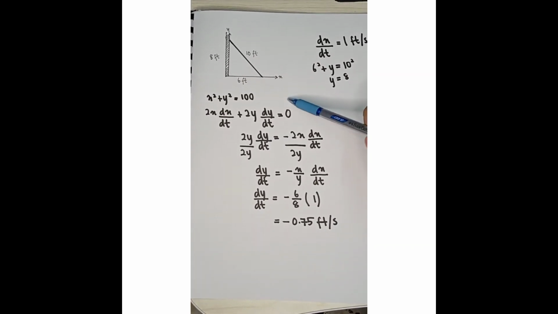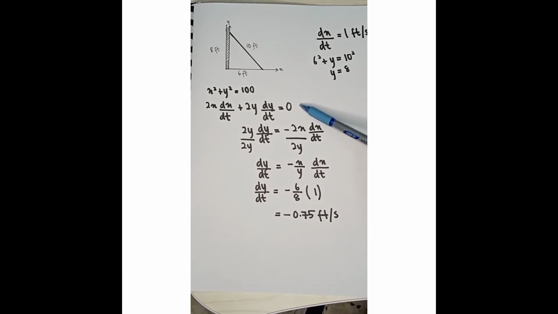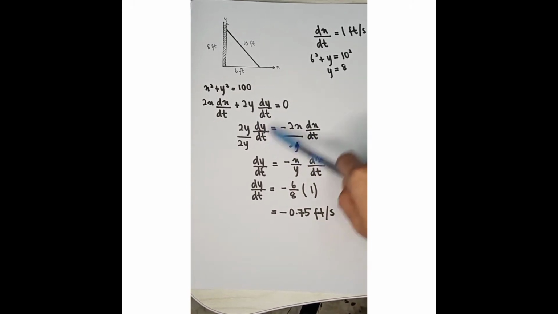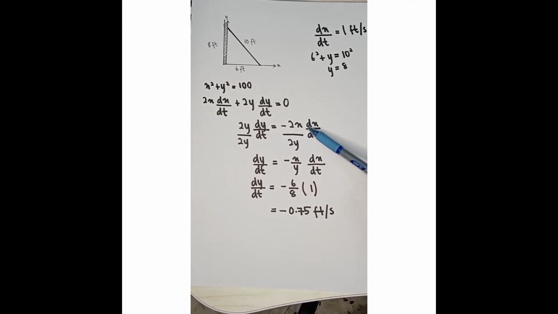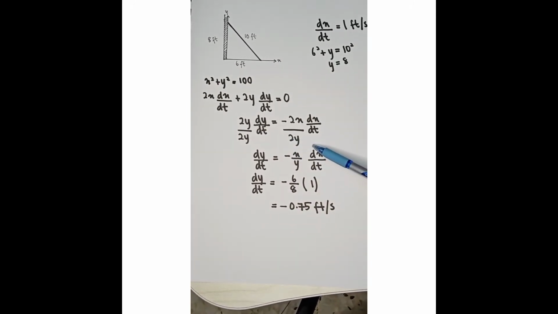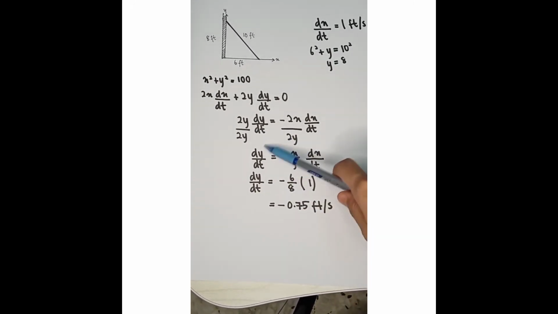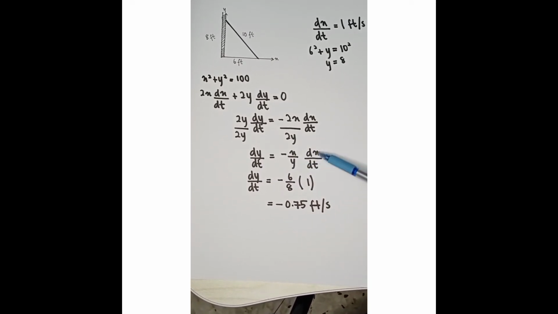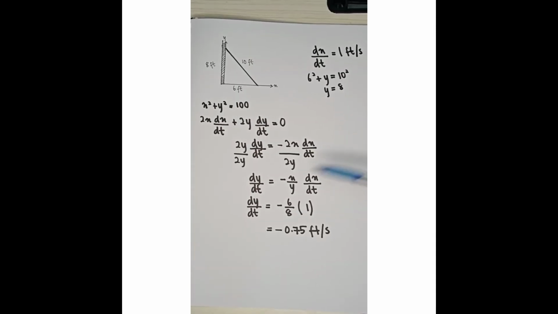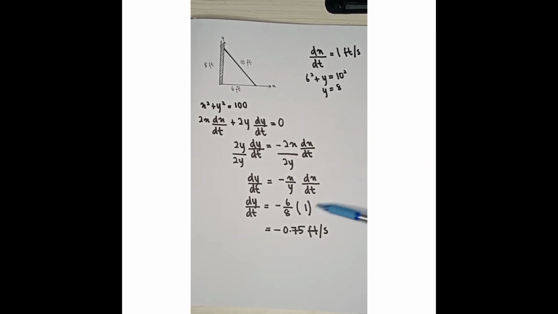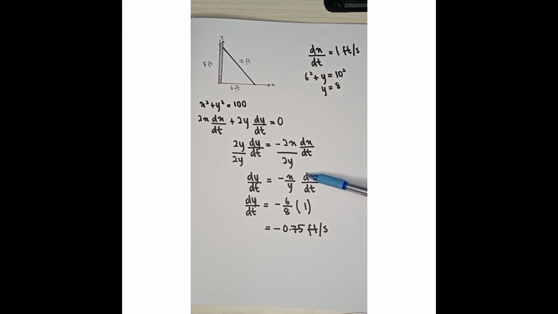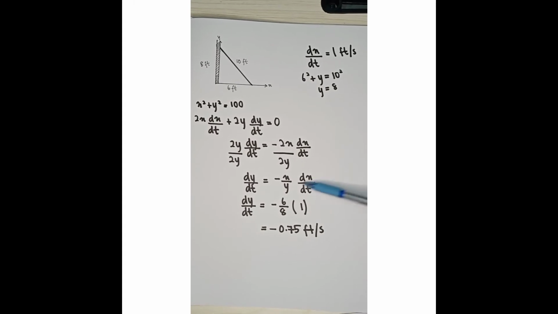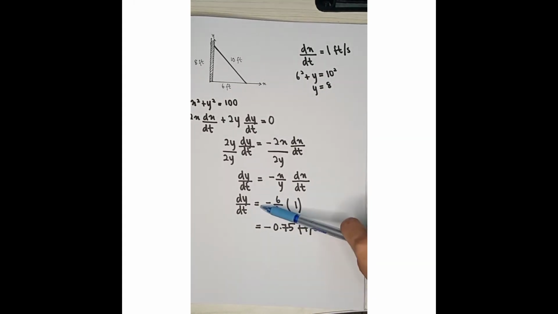Then, to solve this, we will take the term with the x to the right side, and then we will divide it by 2y. That will equal dy over dt equal to negative x over y times dx over dt. To solve the equation, dy over dt equal to negative x over y times dx over dt.